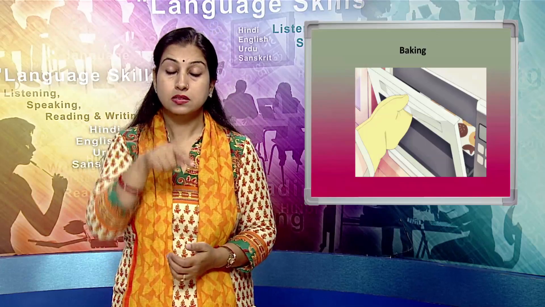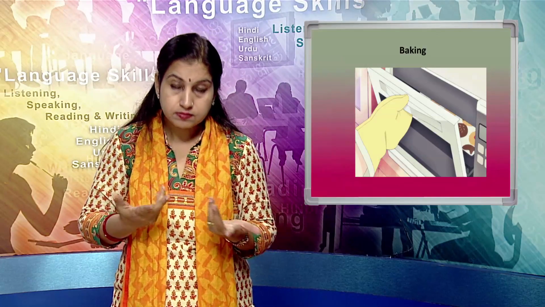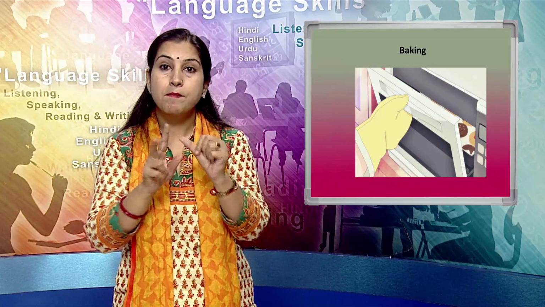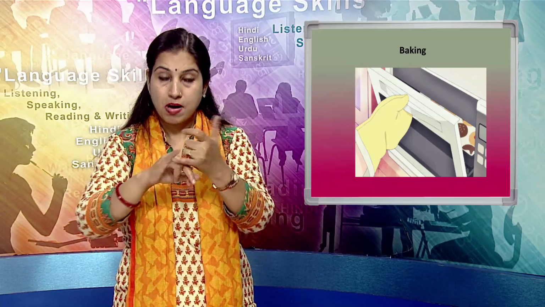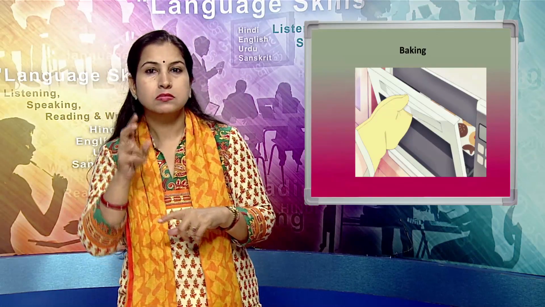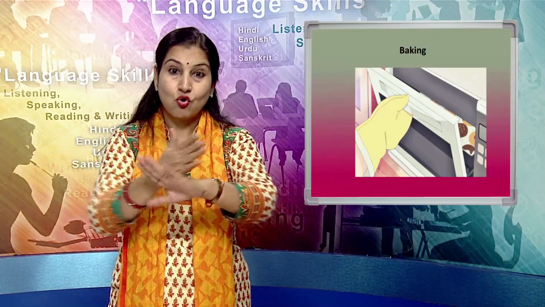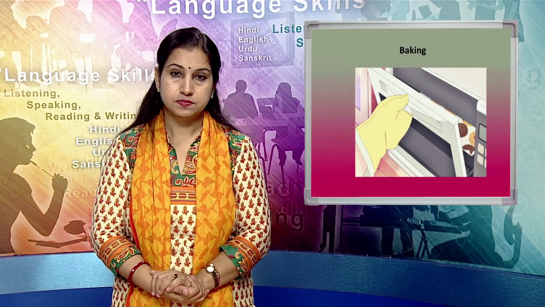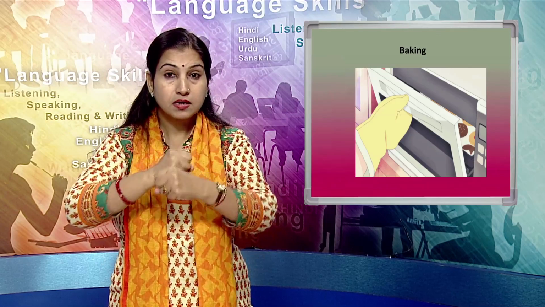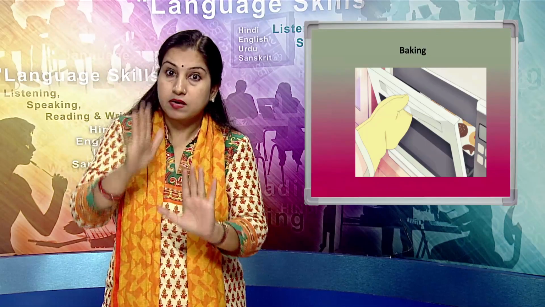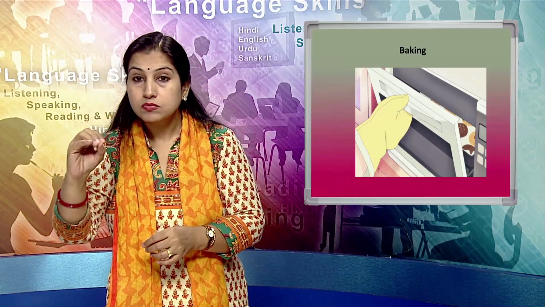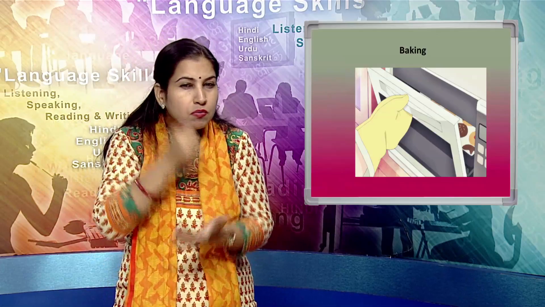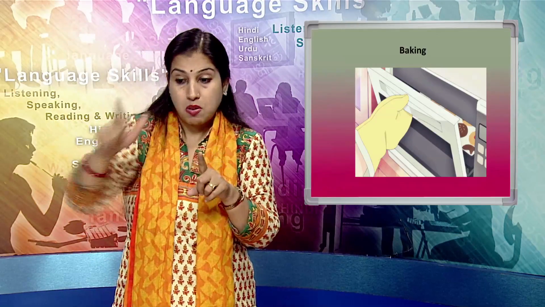They are used to bake cakes, breads, biscuits, pav, buns, and other vegetarian and non-vegetarian dishes. Baking is done at a very high temperature, for example, 1400 degrees Celsius. Let us understand advantages and disadvantages of baking.